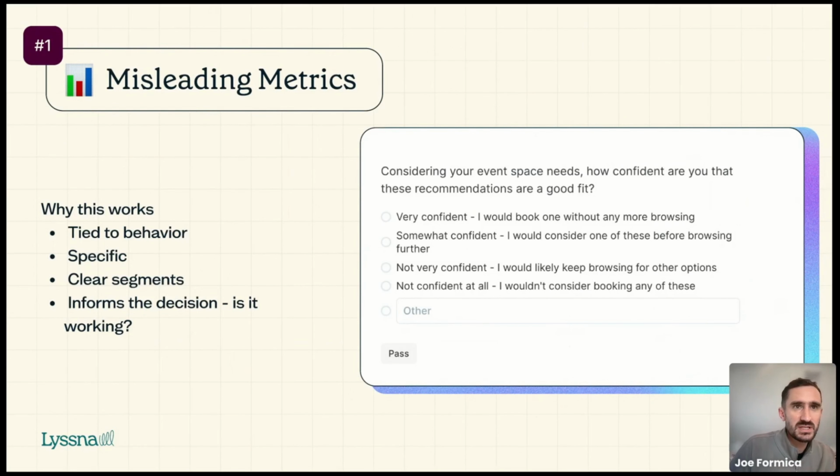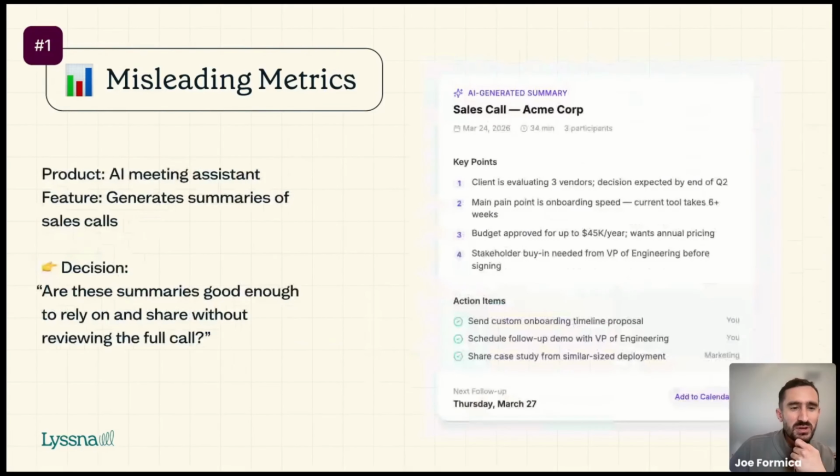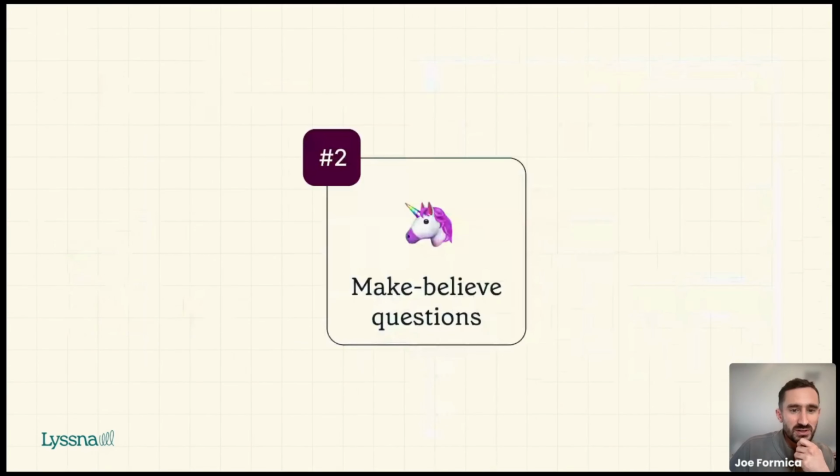So when we see a misleading metric question and we're changing it, we want to tie it to real behavior. We want to be specific. We want to have clear segments or options offered, and ultimately ask the question, is this going to give us information that helps us make a decision or get closer to a good decision? All right, I'm going to hold on this example here and we'll go on to our second one.